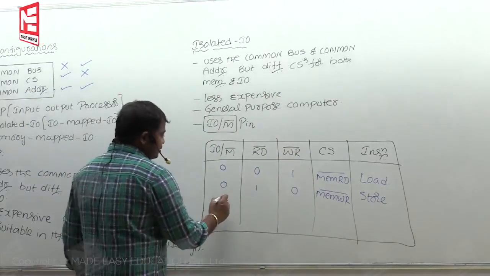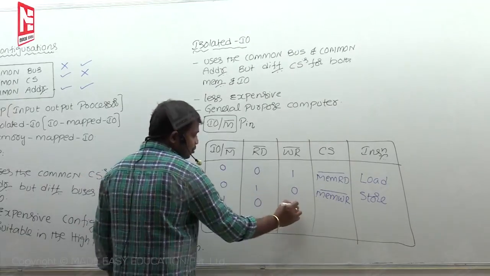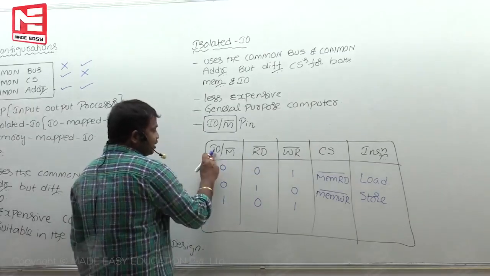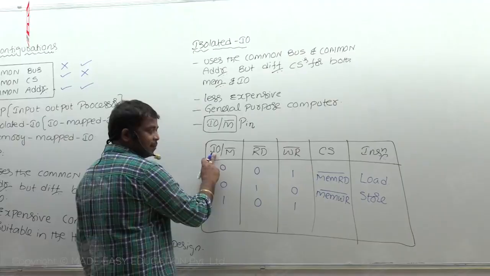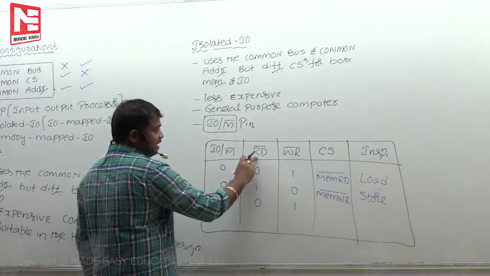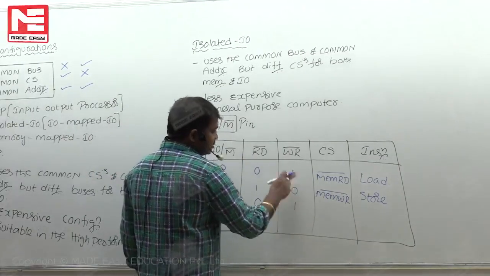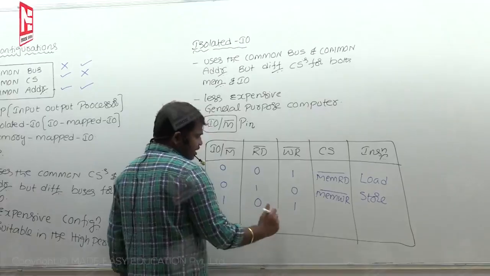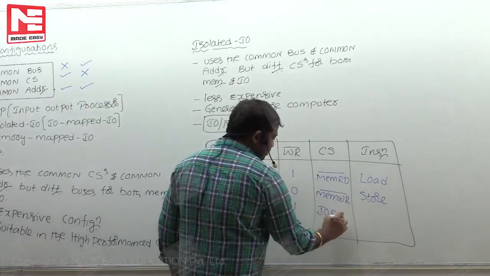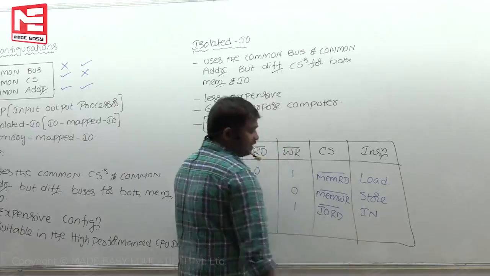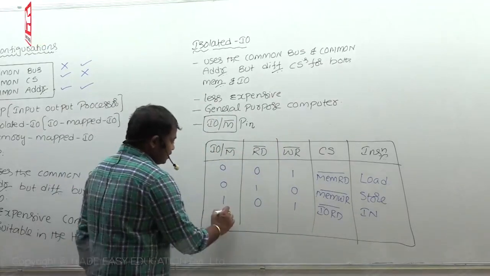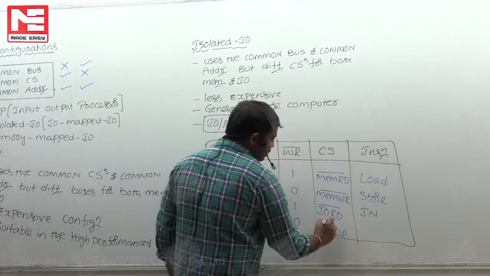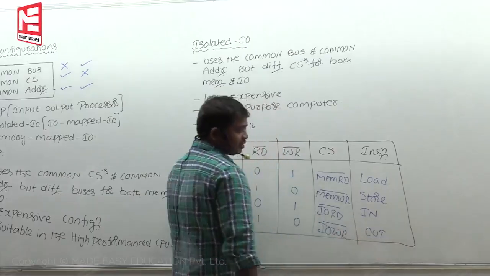Next one, the pins are 1, 0, 1. Here the pin is 1, meaning active high is enabled. Here the active high pin is IO, so IO operations are enabled. What is this 0? 0 means read is enabled. 1 means write is disabled, because these two are active low pins. So this combination signal is IO read bar. The IO read operation is implemented in the IN instruction. Next one, 1, 1, 0. This combination indicates IOWR bar, which indicates the OUT instruction. Clear?